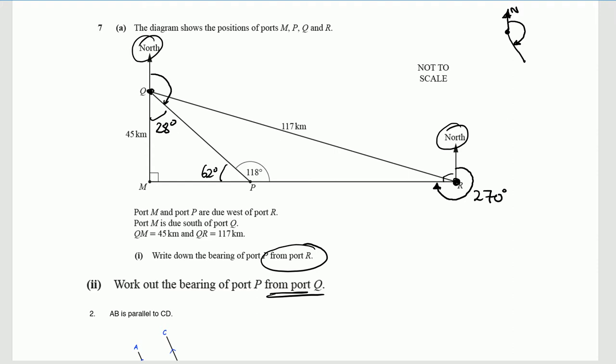Why am I doing this? Because my bearing, being measured clockwise from north, is this angle over here. But that's a straight line, and it must make 180 degrees from that straight line. So, 180 degrees minus 28 degrees is going to get me 152 degrees, and that's the bearing of port P from port Q. Always pay attention in bearings questions to where the word from is. That's where your angle goes.